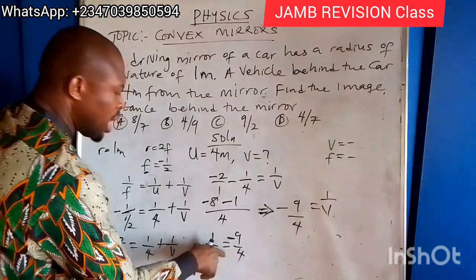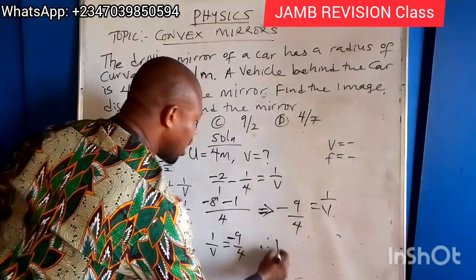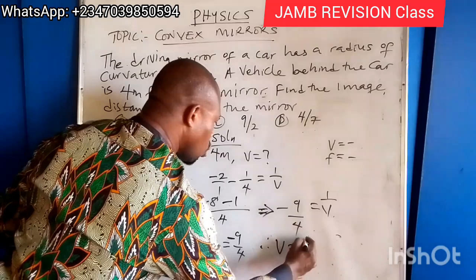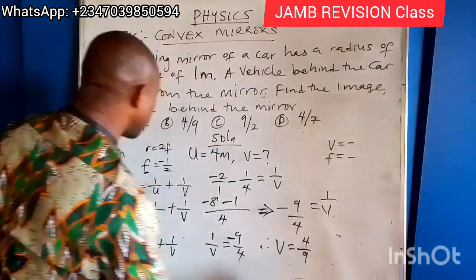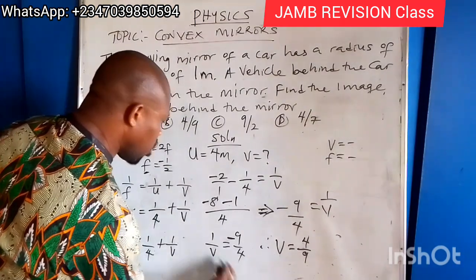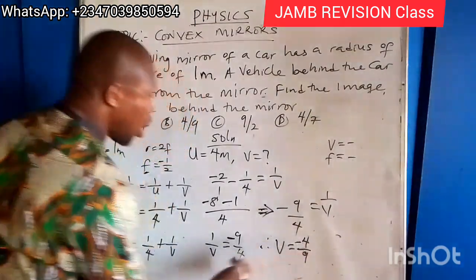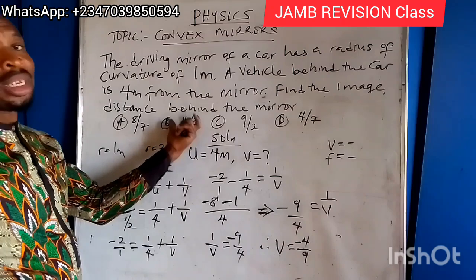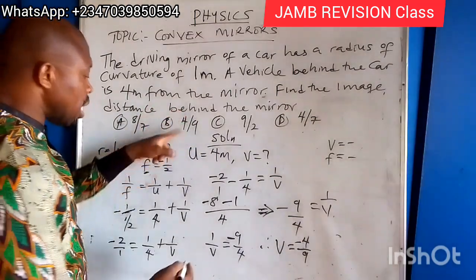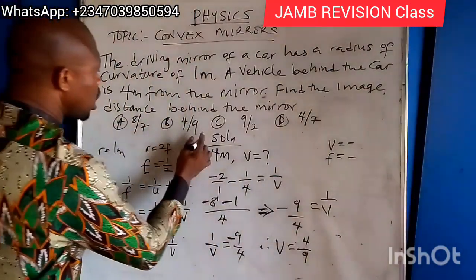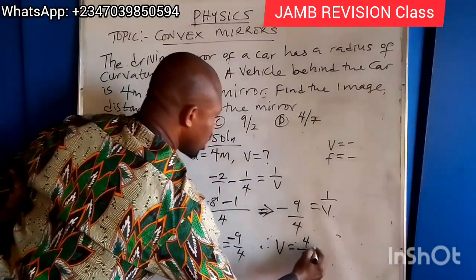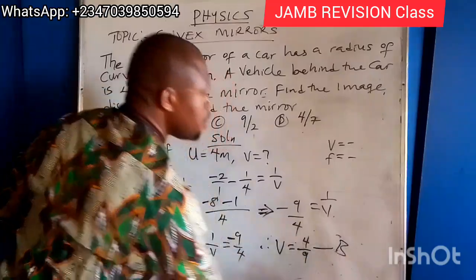So if we invert this, we now have that V is equal to 4 over 9. At the end of the day, remember there is a minus here. But because from the question there is no minus, we just drop the negative sign and put the correct one. Now the answer will give us option B.